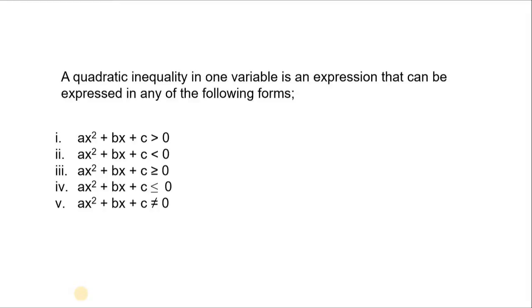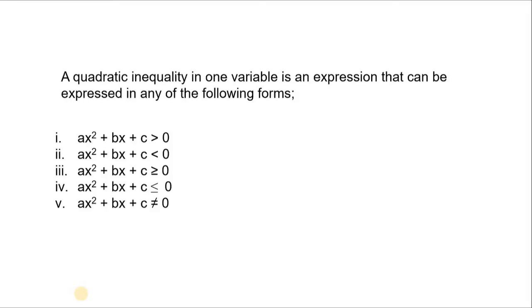First, we have ax squared plus bx plus c is greater than 0. Second is ax squared plus bx plus c less than 0. Third, ax squared plus bx plus c is greater than or equal to 0. Fourth, we have ax squared plus bx plus c less than or equal to 0. The fifth one is ax squared plus bx plus c is not equal to 0.